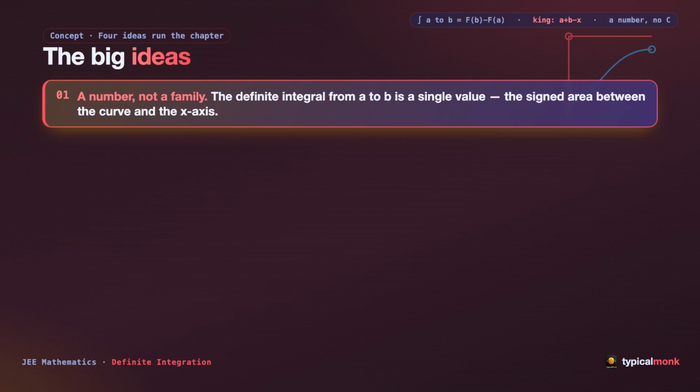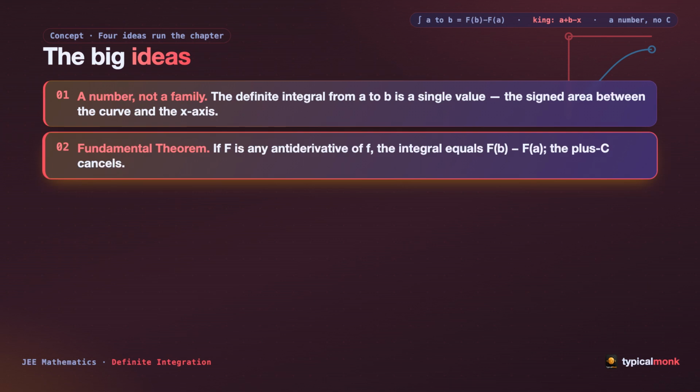Four ideas run this entire chapter. Look at them together first. A number, not a family. The definite integral from a to b is a single value, the signed area between the curve and the x-axis. The fundamental theorem: if capital F is any antiderivative of f, the integral equals capital F of b minus capital F of a. The plus c cancels.